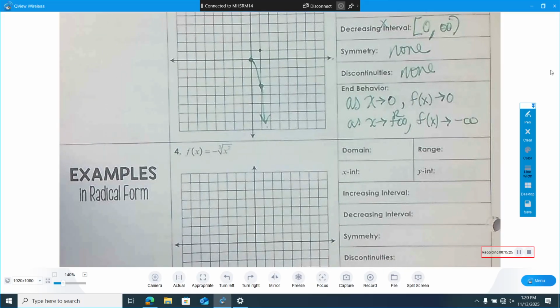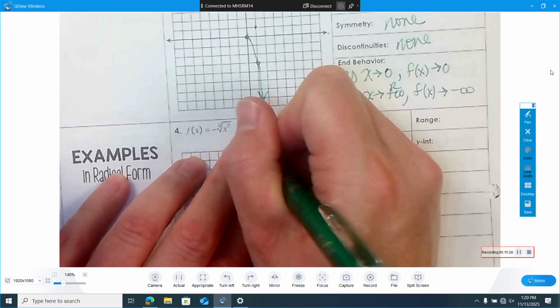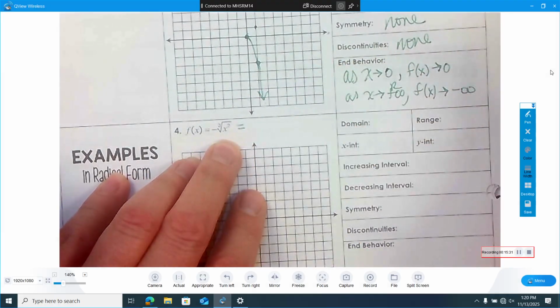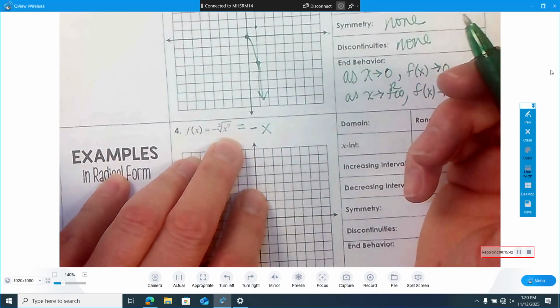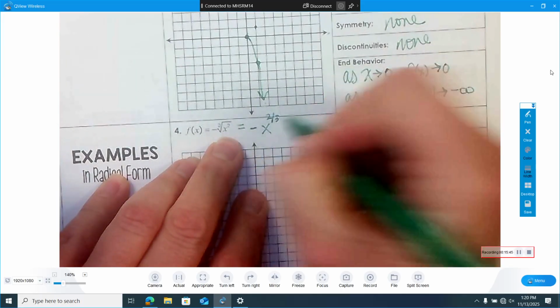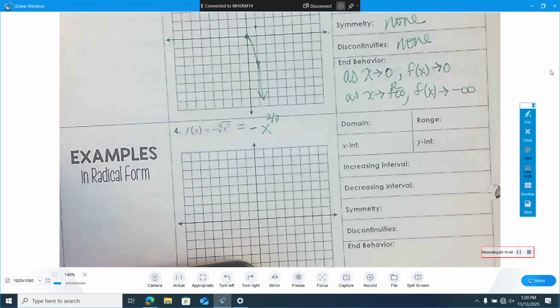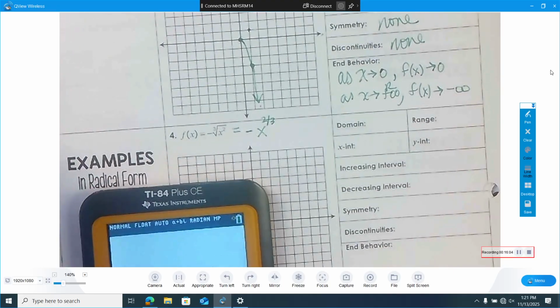So these are examples in radical form. What I think is the easiest thing is just to convert it to power function form. So the negative's out in front. This is going to be x to what power? 2/3. Very good. X to the 2/3. So what shape are you thinking this is before we graph it? Is it like the square root or is it the cube root? The one that goes side to side. Cube root. Okay. And then the negative is going to do what? Flip it upside down, yeah? Okay. So let's look at that.